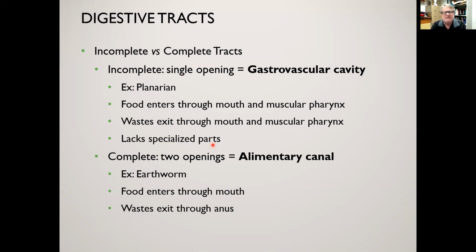Compare that to the complete digestive tract, which is called the alimentary canal. Many animals, including humans and even simple things like earthworms, have two complete openings, so that food enters through one opening, the mouth, and then there are specialized organs along the way that do very efficient processing to break the food particles down in the process of digestion and then absorption. And then only the waste has to exit through the anus. And so we can have a more continuous flow through this type of complete tract.